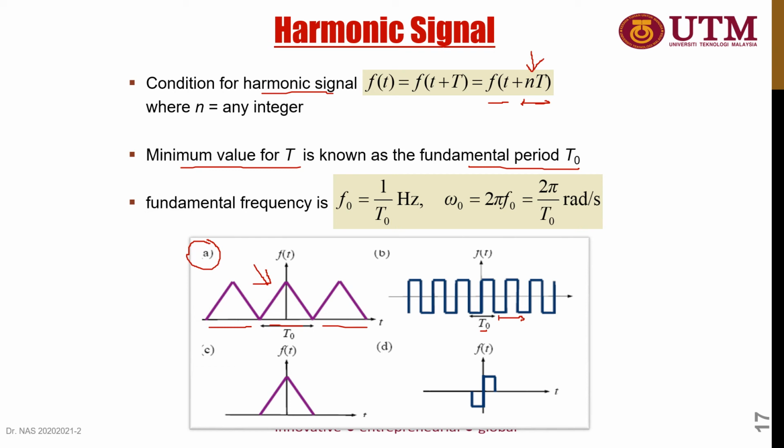How about C? Is this signal a harmonic signal? Can you see any repetition of this signal? You can see only one signal with fundamental period of T, but there's no repetition. So C is not a harmonic signal. It's non-harmonic. How about D? You can see only one cycle as well, so it is not harmonic.